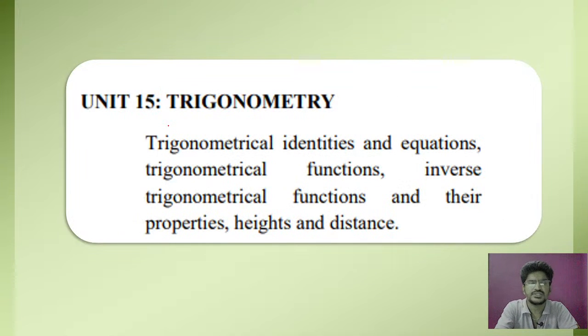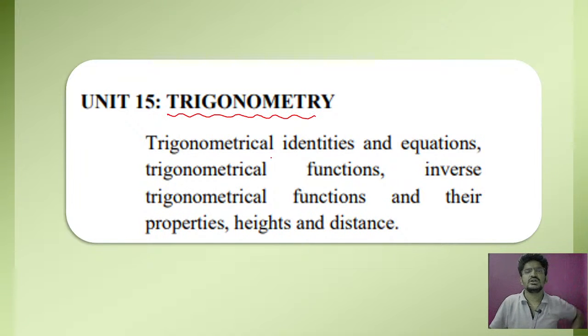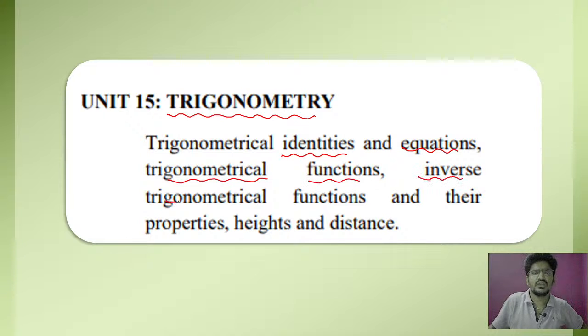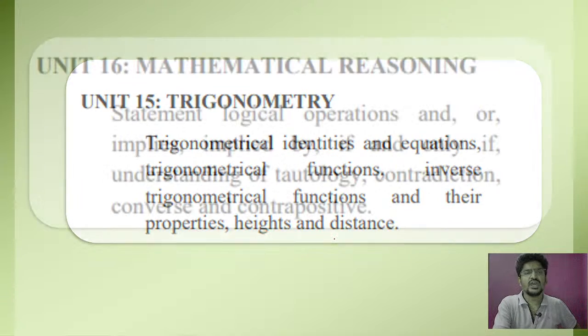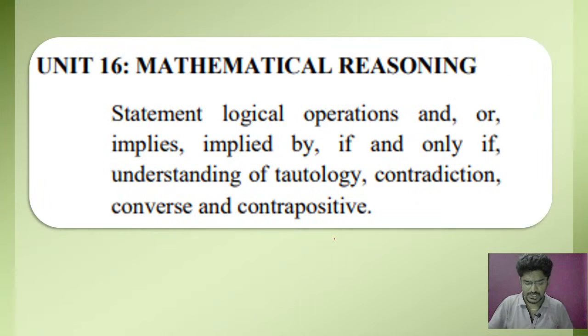Okay. Next, trigonometry. Trigonometry, which you learn only in the 11th class, like identities and equations, trigonometrical functions, inverse trigonometrical functions and their properties, heights and distance. See, this heights and distance is not there in your 11th class. So this is extra. You have to learn this heights and distance, which is not present in your 11th class. Clear? So that's why I am telling you to concentrate more on that.